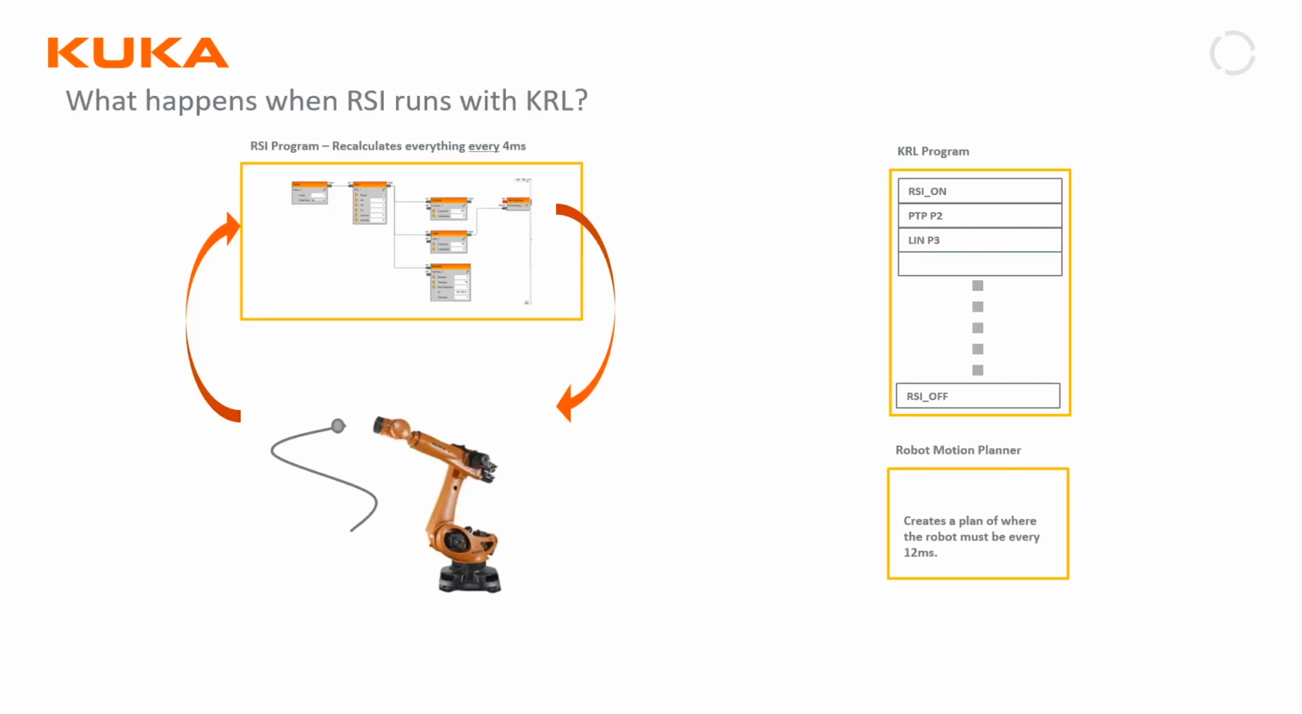The programming is quite simple. There's a command to load the RSI program. Then the RSI on call activates the RSI program in the background. The program can continue to do normal motion commands in KRL, and there's no special programming otherwise. When the sensor feedback is no longer needed, it's turned off with a single command called RSI off. So that's how it's added to your KRL program.